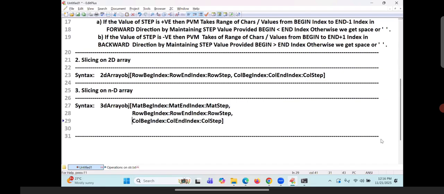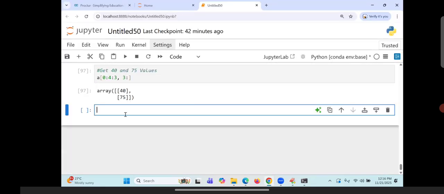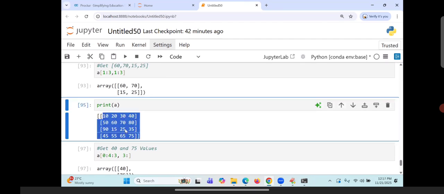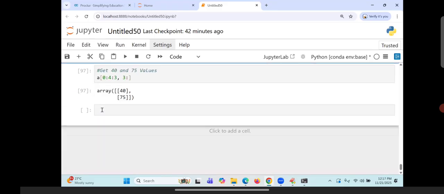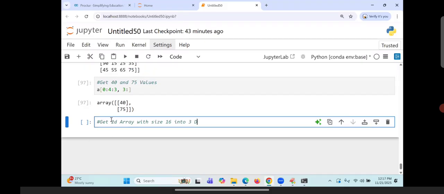Okay, go to the example, students. Online students, carry on. This is my A. How many elements are there? 16. Can I reshape it? Yes. How do you reshape it? Get the 3D data. Get a 3D array from the 16 elements.